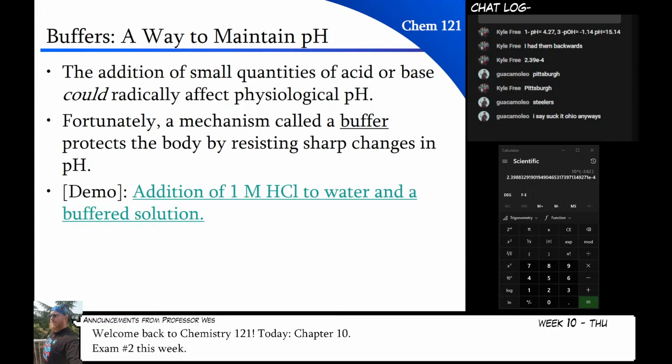So, I have a video here that's going to show us how a buffer works. And let me see if I can load this. There we go. I don't want to have audio because we don't care about that. I'm going to talk over him anyway.